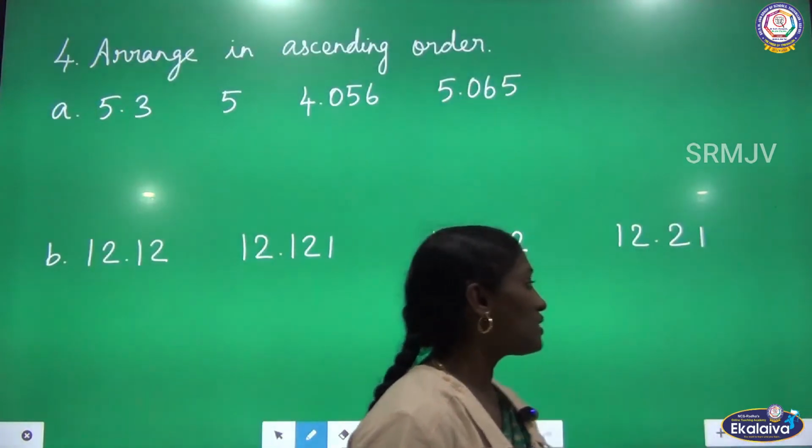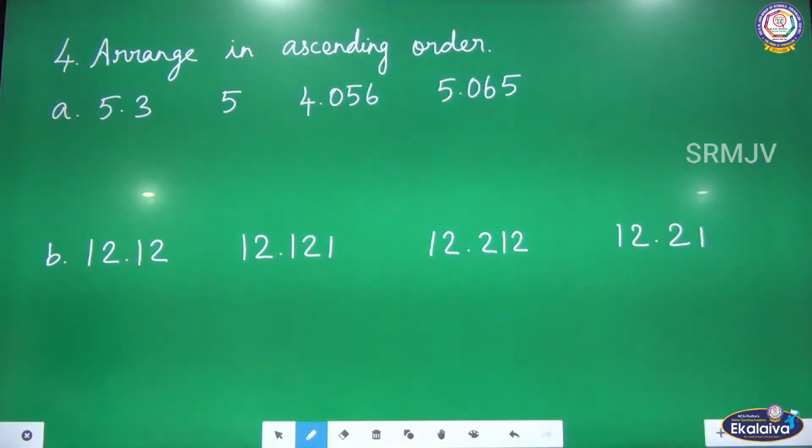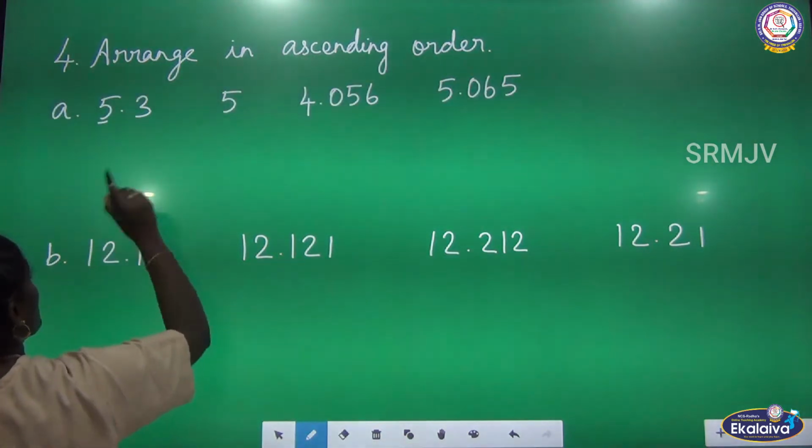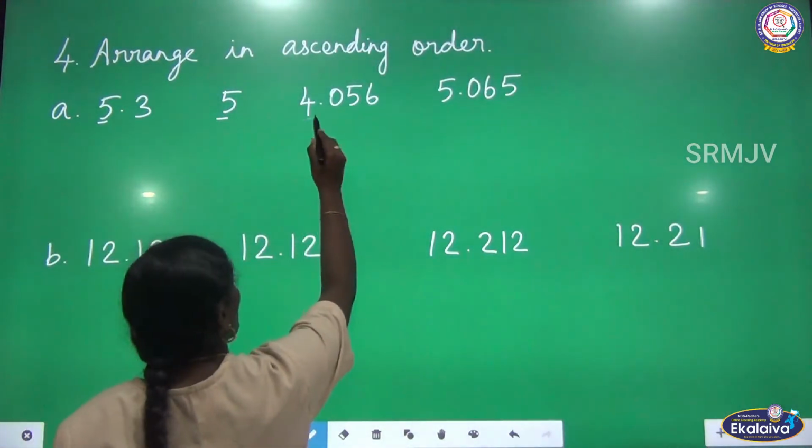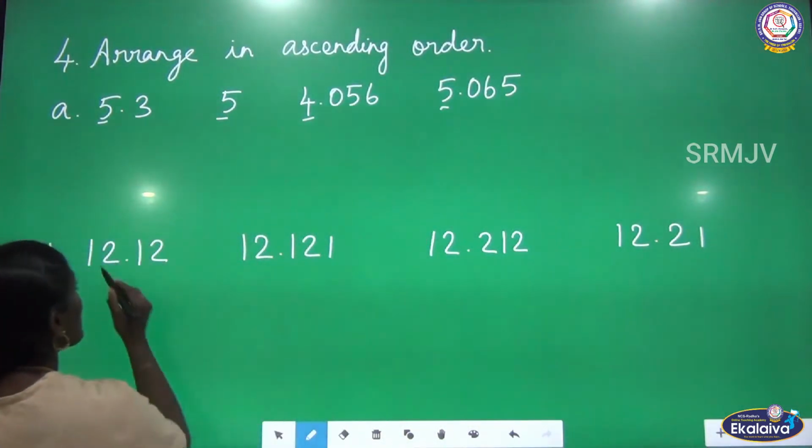Next we are going to arrange the decimal numbers in ascending order. Ascending order means smaller to greater. We are going to find out the smaller one. First we have to compare the whole number part. 5, 5, 4, 5. So 4 is the smaller one.